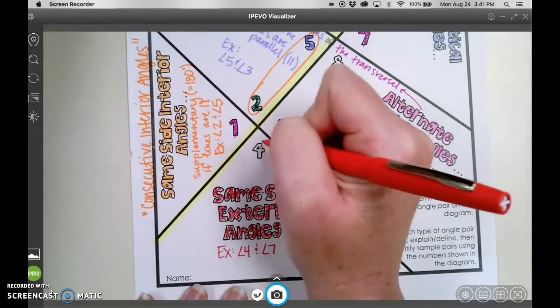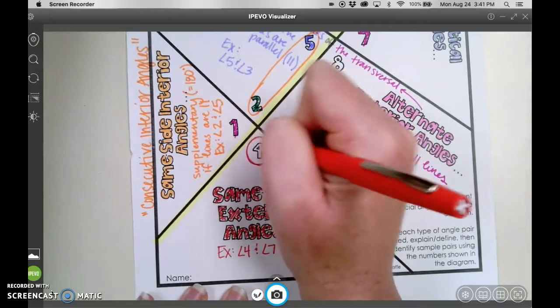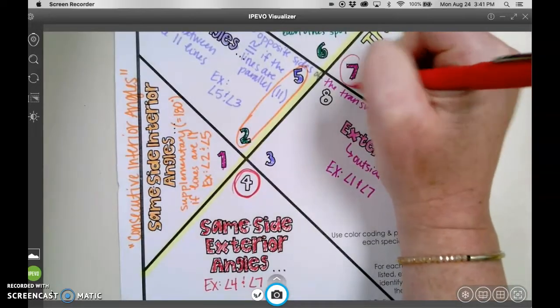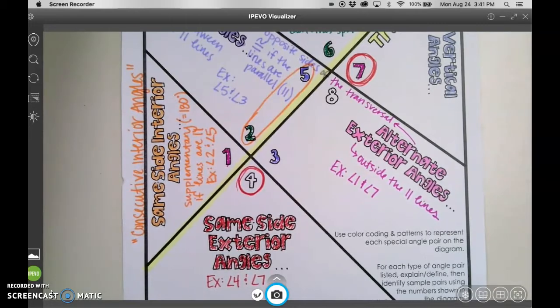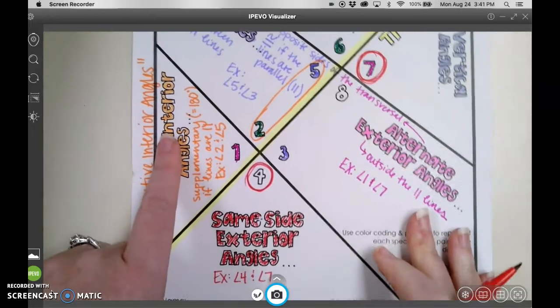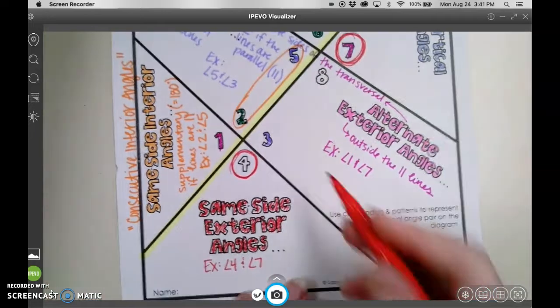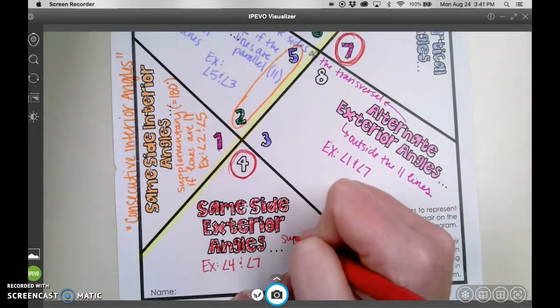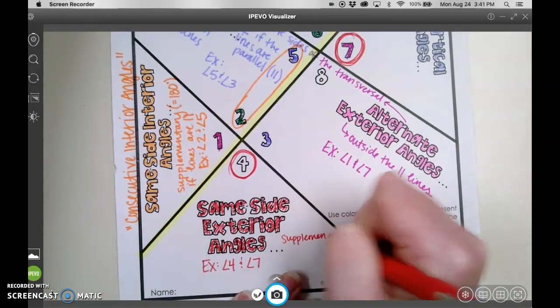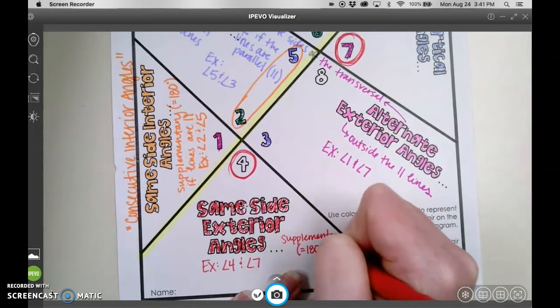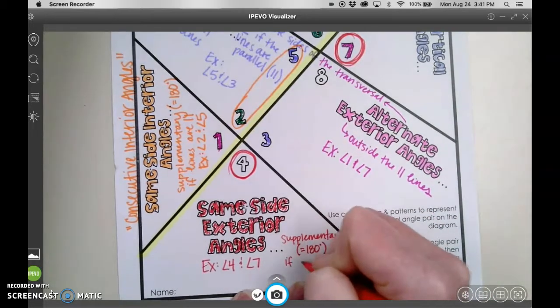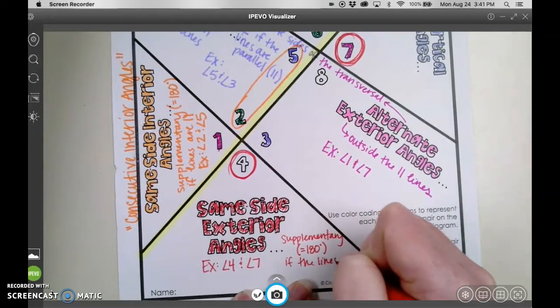We're going to kind of color code those. Even though 4 is not filled in, 7 is, and I want them to have the same markings. So that's why I'm doing it this way. Just like same side interior, same side exterior should be supplementary, or the two angles add up to 180 if the lines are parallel.